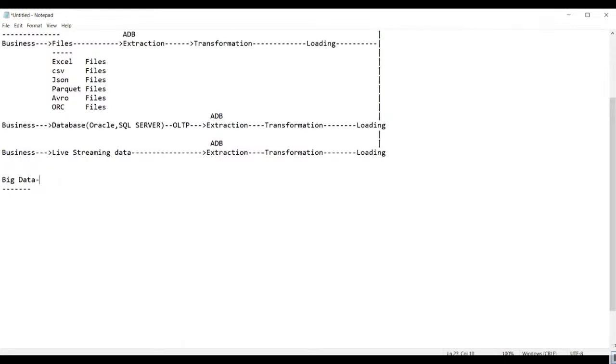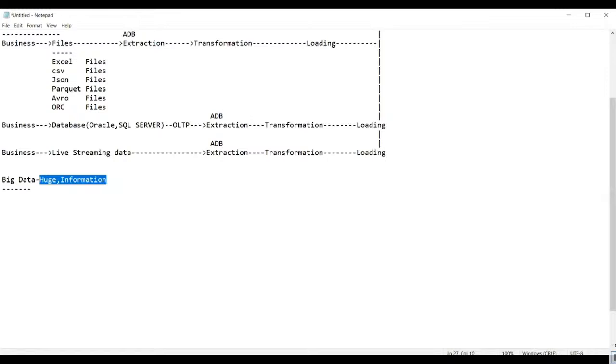Big data, just split it, guys. Big means what? Huge, or massive, you can say. Data means what? Information. So we can say huge information or massive information is called as big data.